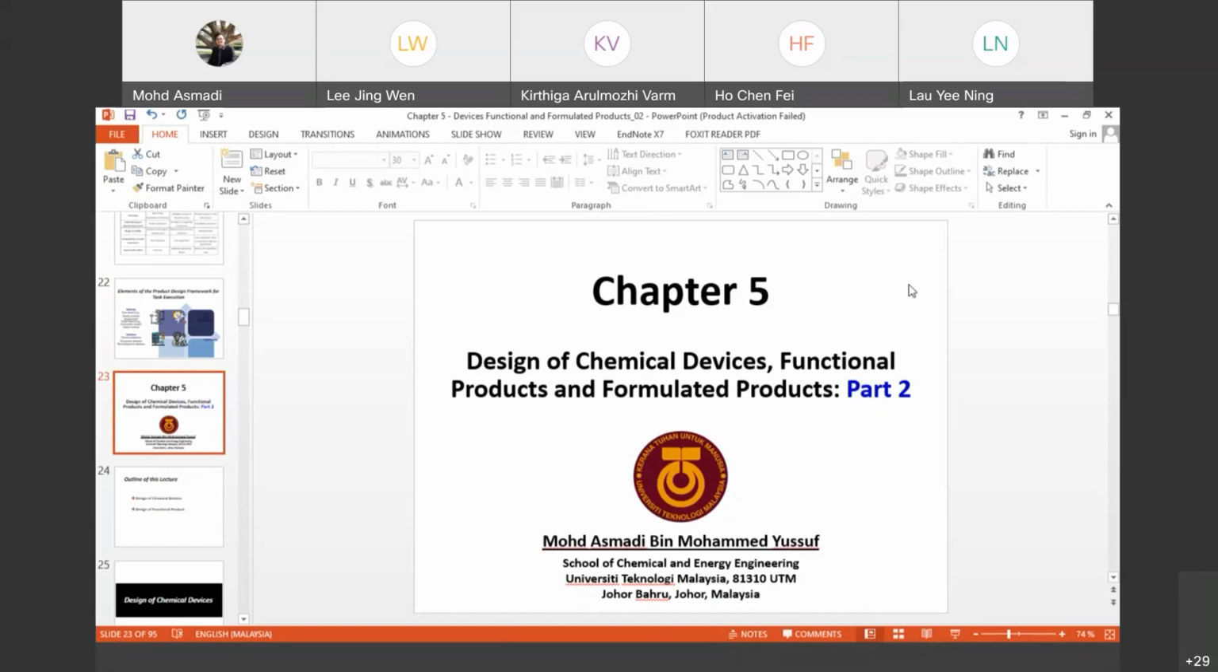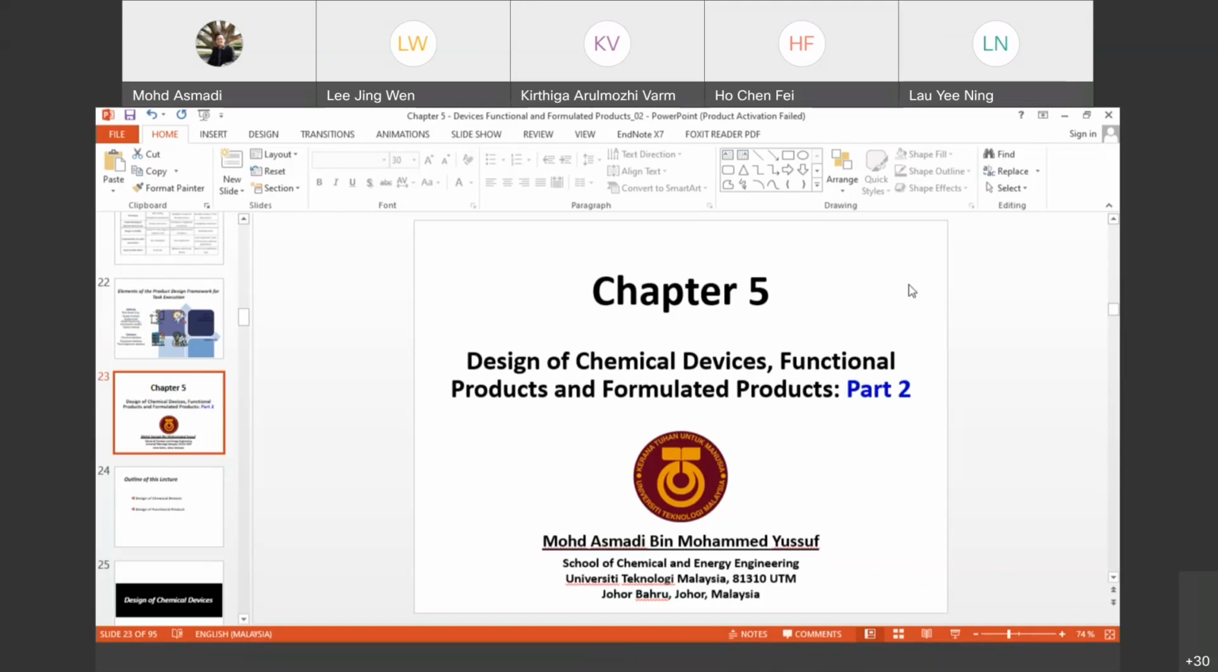And a formulated product is a composition of a mixture. So you mix all the components so that you can get the formulated product. The examples for chemical devices are like a faucet mount water filter, a water filter with activated carbon inside so that we can remove organics or metals, a reverse osmosis water filter, and many more.